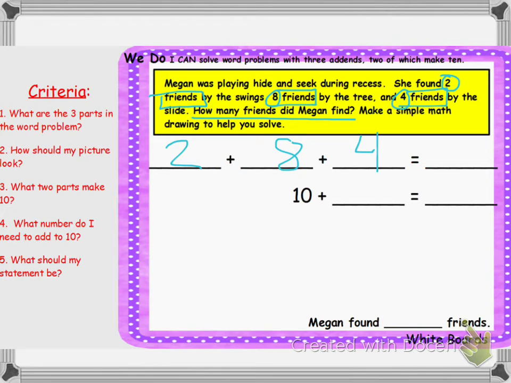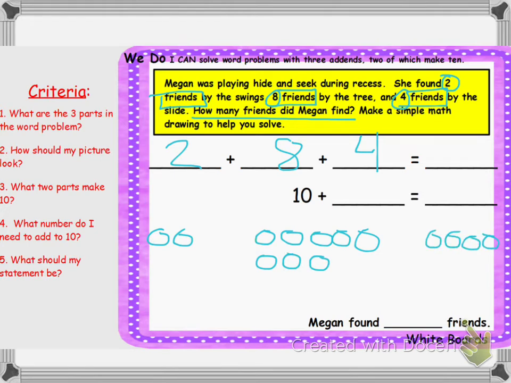My next part of my criteria is, how should my picture look? Well, how should my picture look? We should be drawing all 3 parts. Now we're going to have to draw all 3 parts. So we're going to draw 2, then 8, kind of all in their own little spaces, and 4.